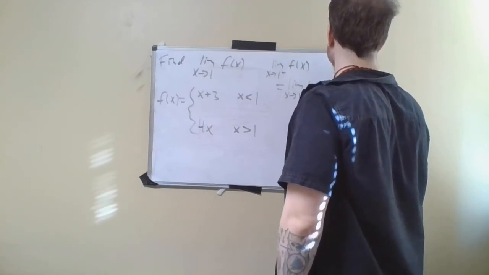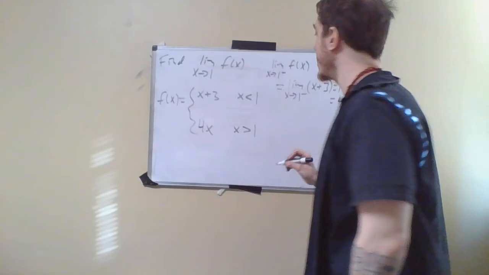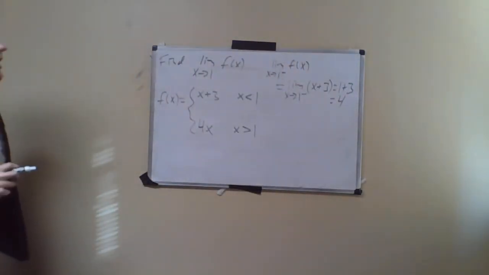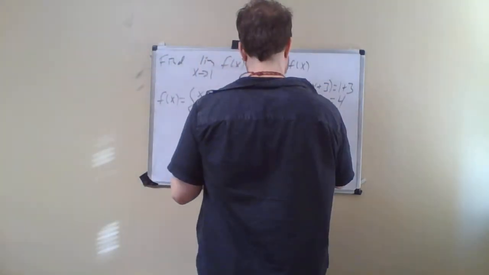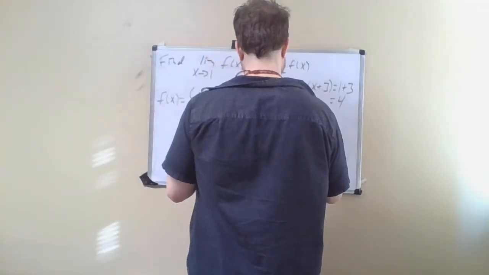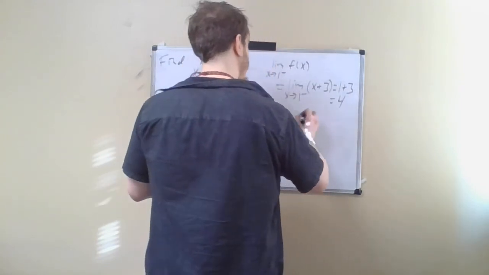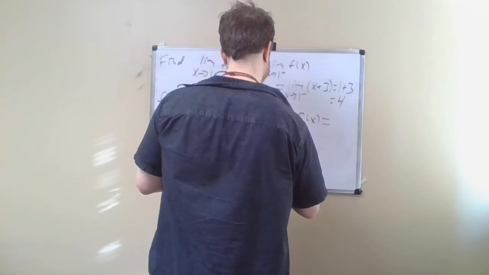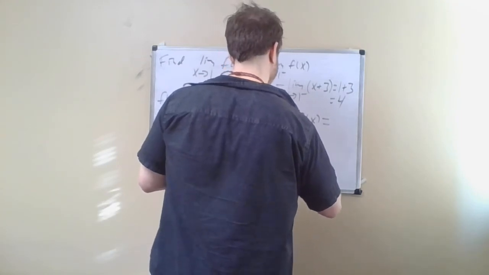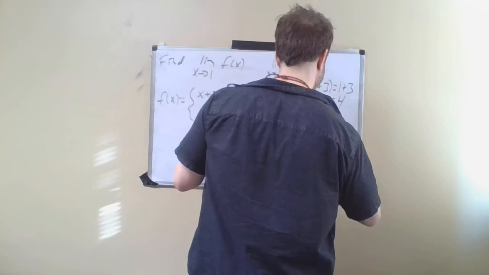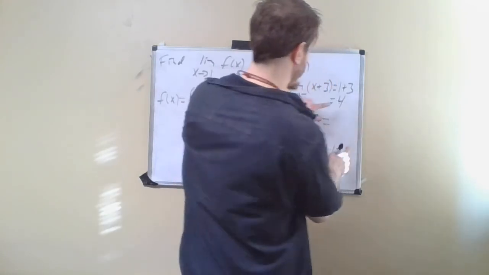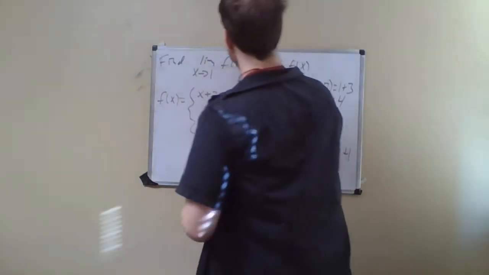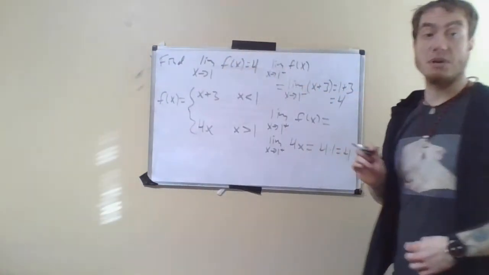And that I can find by evaluation. It's 1 plus 3 equals 4. Okay, so there's that part done. If I came in from the right-hand side, I can say the limit as x approaches 1 from the right of f of x is the same as the limit as x approaches 1 from the right of 4x, and that is just 4 times 1, which is 4. So both of these exist, and they are the same. That means my original limit comes out to be 4.